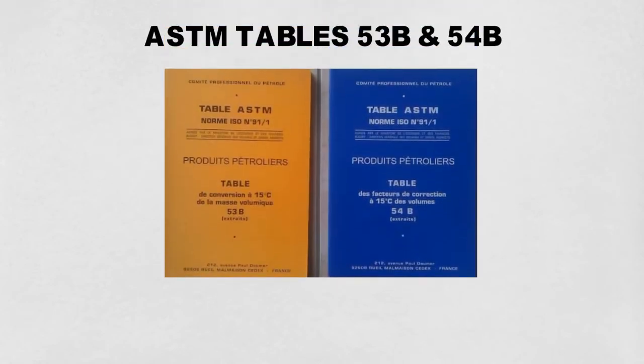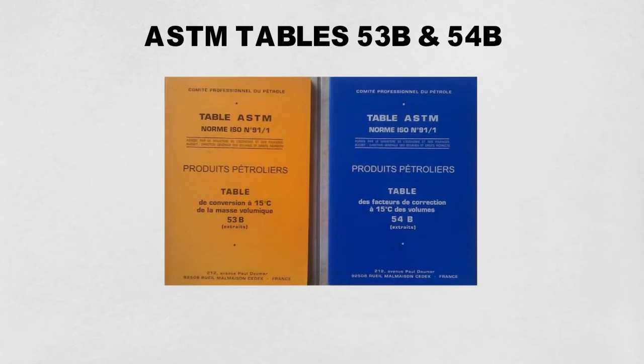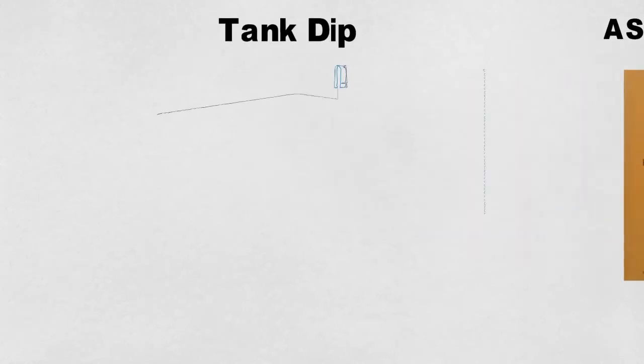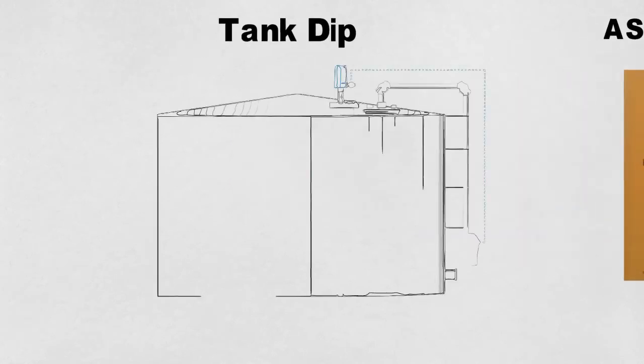First of all, for starting with the stock loss calculation, you should know that you will need some things in hand, which are ASTM table 53B for fuel products, and ASTM table 54B for fuel products. If you are trying to get it for crude and other products, the respective 53A, 54A, or 54C for lube oils; all those tables can be referred.